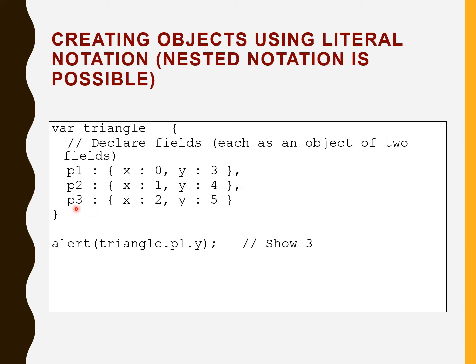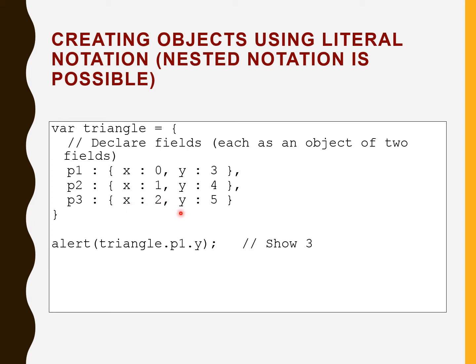The third attribute is specified. The third attribute name is P3 colon. Again curly braces is there. Here the curly braces indicate that P3 is also an object with attributes X and Y with values 2 and 5 respectively. So triangle is an object which contains properties P1, P2, P3, where all the properties of triangle are objects themselves. P1 is an object which is having properties X and Y. P2 is another object which is having properties X and Y. P3 is another object which is having properties X and Y.